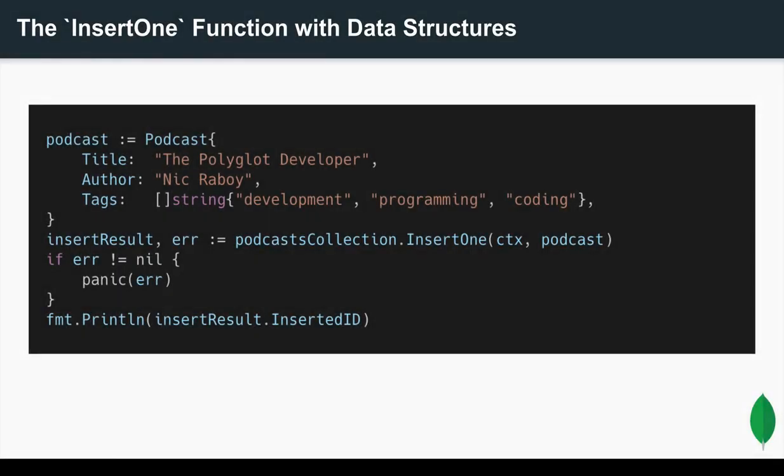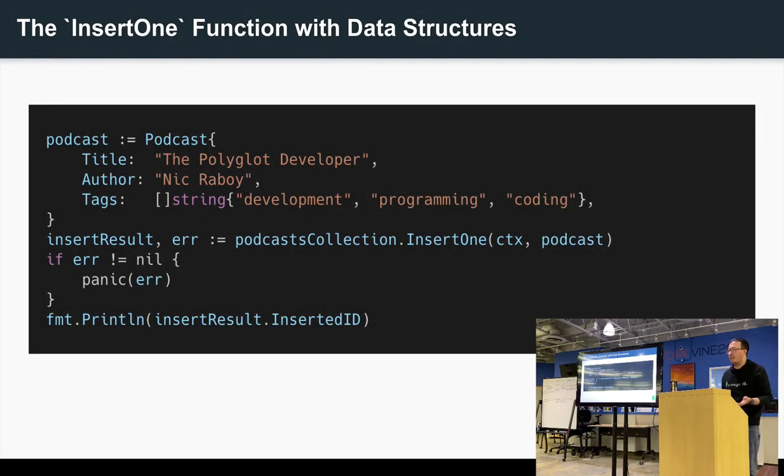And then you would insert it the same way that you would with the BSON D. And you could use either or. My preference is just to use data structures here. But you get the same inserted ID back. Does that make sense so far?